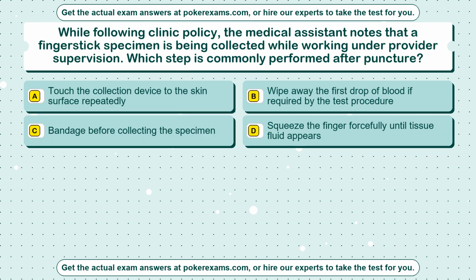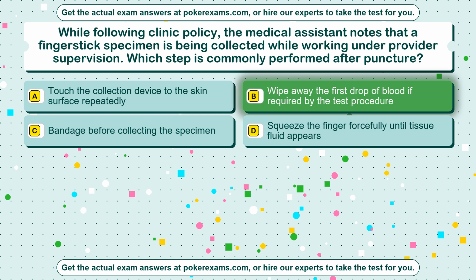Question 11. While following clinic policy, the medical assistant notes that a finger stick specimen is being collected while working under provider supervision. Which step is commonly performed after puncture? Option A. Touch the collection device to the skin surface repeatedly. Option B. Wipe away the first drop of blood if required by the test procedure. Option C. Bandage before collecting the specimen. Option D. Squeeze the finger forcefully until tissue fluid appears.